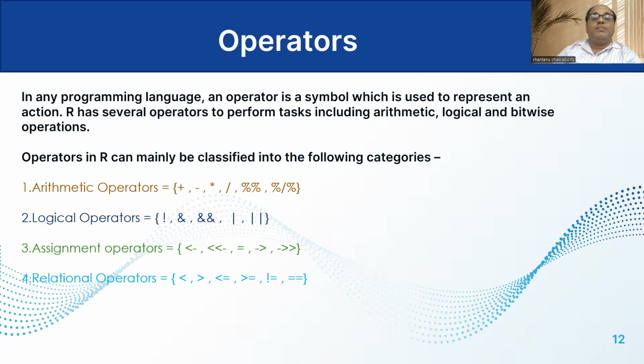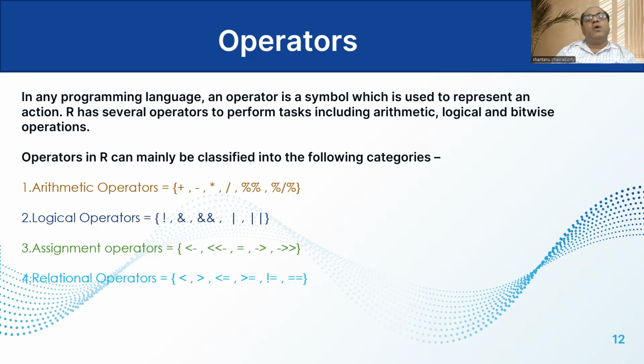Now there come operators. Operators in any programming language are the symbols which perform some sort of operation on an operand. So R has several operators that perform arithmetic, logical, and bitwise operations on the operand. The most common operators that we use in the R programming language are arithmetic operators, for example, addition, multiplication, division, modulo division. These are all examples of arithmetic operators.